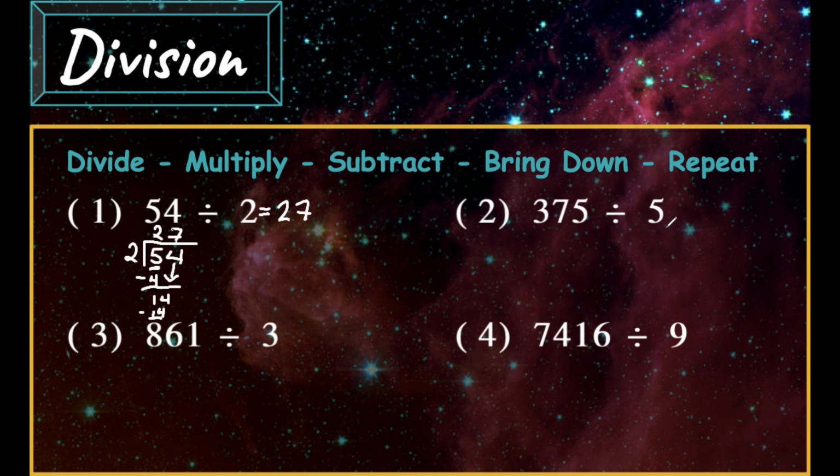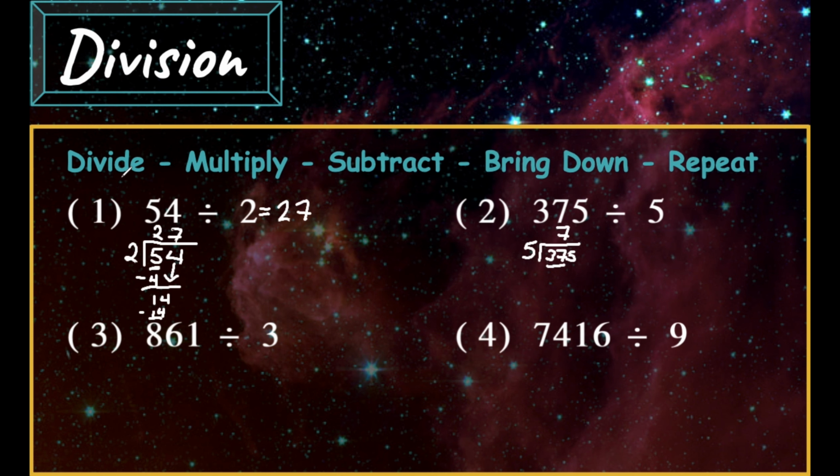Number 2, we're going to have 375 divided by 5. We're going to write the 5 on the outside, and we're going to write 375 on the inside of the box. How many times does 5 go into 3? 5 does not go into 3 at all. Next, we need to ask ourselves, how many times does 5 go into 37? 37 is really close to 35, and 5 goes into 35 7 times.